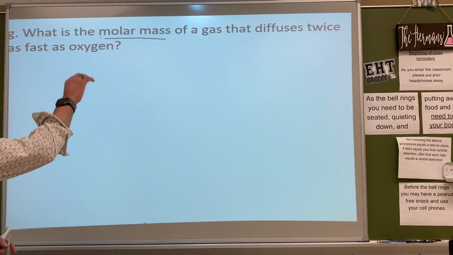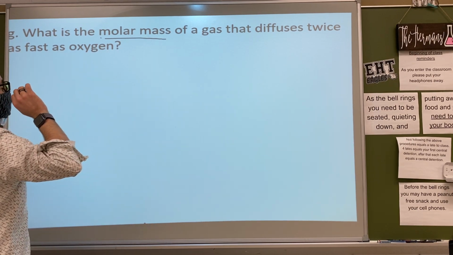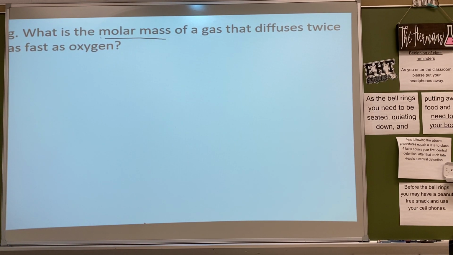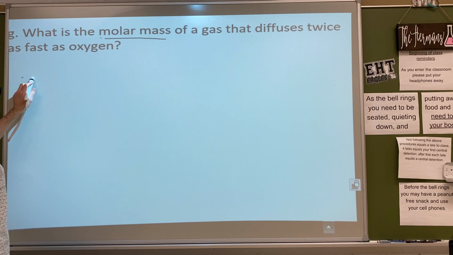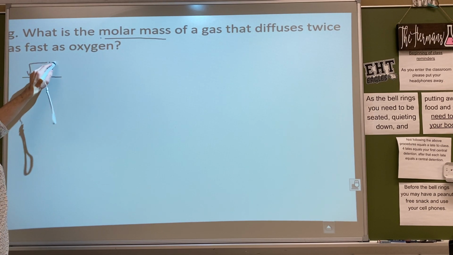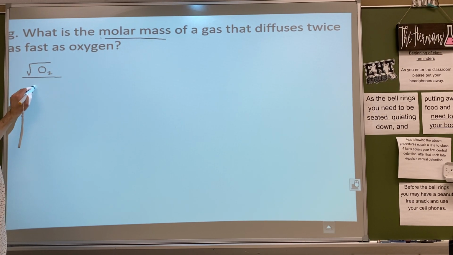So it's twice as fast as oxygen. So it's going to be smaller than oxygen, right? Because it's moving faster. Okay. So if it's going to be smaller than oxygen, it's going to be on the bottom. So when we set this up, we're going to put oxygen on the top, and then we're going to put our unknown on the bottom.